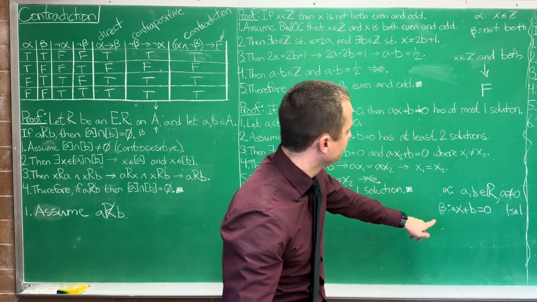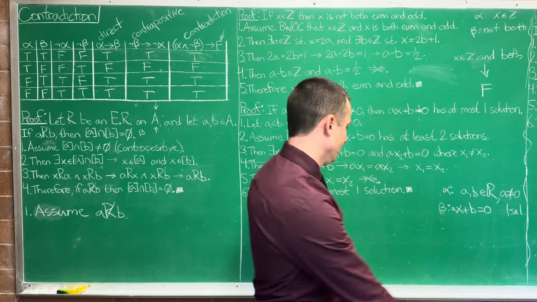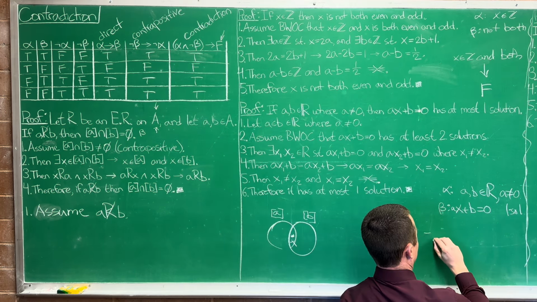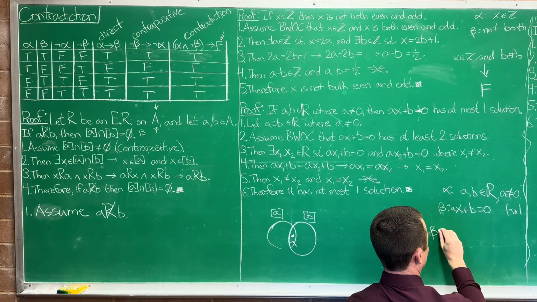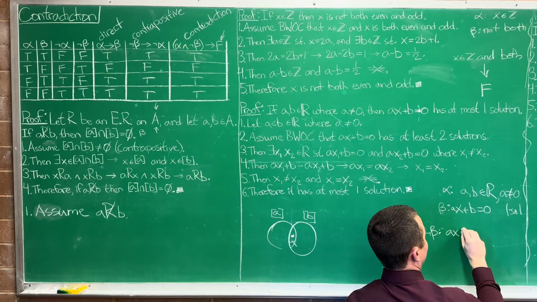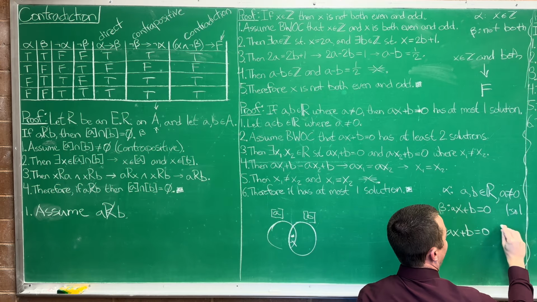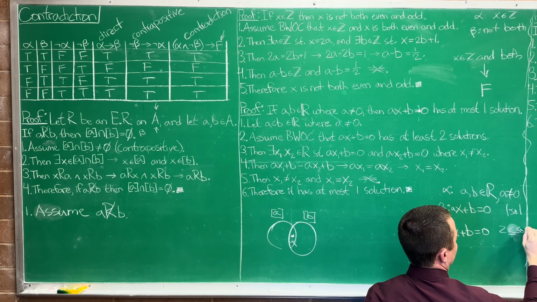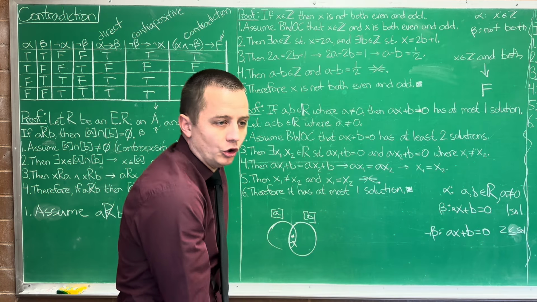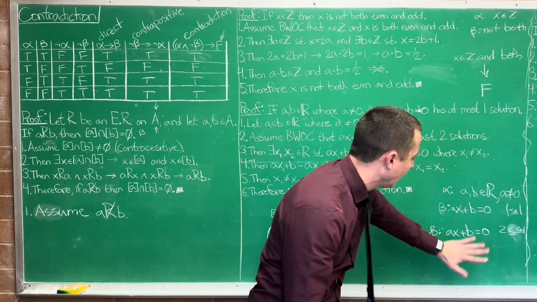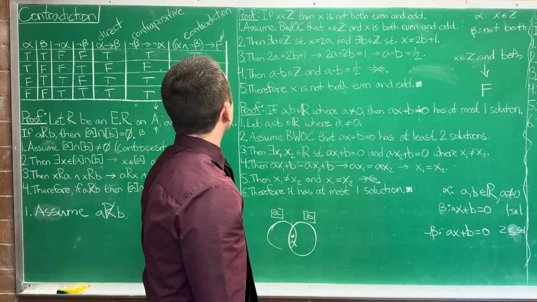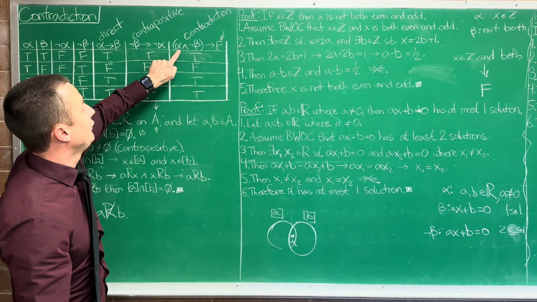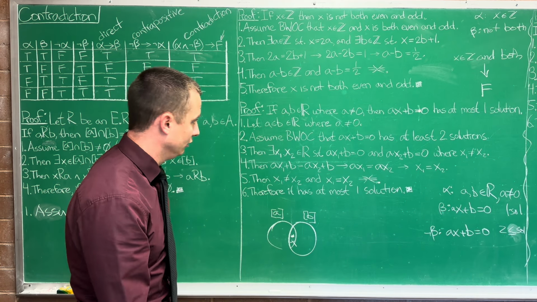What would be the negation of beta? So what would be not beta? I have 2 or more solutions. That would be ax plus b equal to 0 has 2 or more solutions. The number of solutions is greater than or equal to 2. This is just scratch work to help us think about it. So in doing a proof by contradiction, I need to show alpha and not beta implies a contradiction.